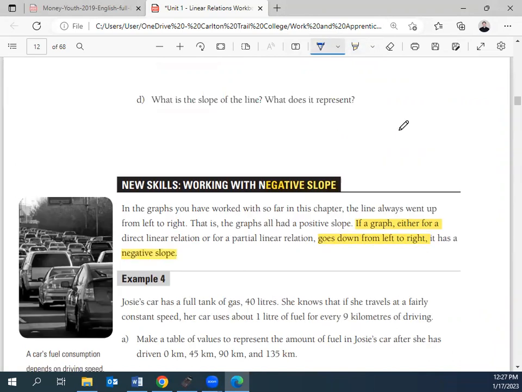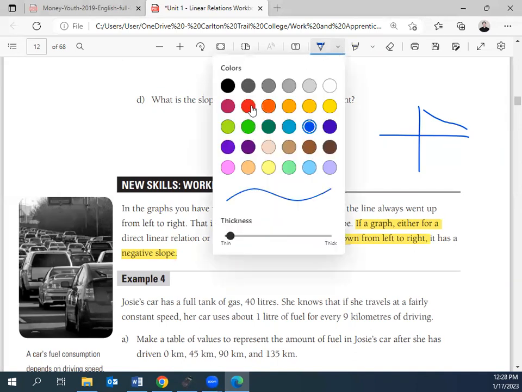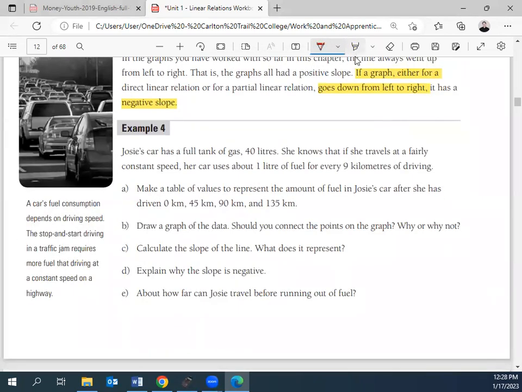So you could have a graph, you don't need to draw this, it could look something like this. It could look something like this as well, where it goes through 0, 0. It doesn't have to, but basically you're going to start having graphs now that are going down as we go from left to the right. So there's an example here, just to give you an idea.